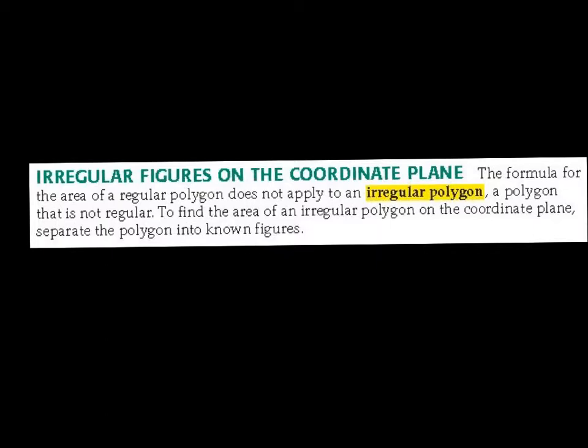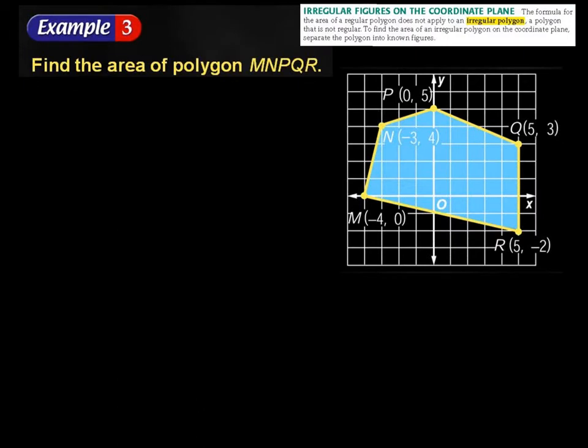You may be shocked to learn that the formula for the area of a regular polygon does not apply to an irregular polygon. That's a polygon that is not regular. To find the area of an irregular polygon on the coordinate plane, separate the polygon into known figures. I feel like that's what you're already doing. Okay, I'm not going to lie to you. The hardest part about finding the area of this is deciding where to draw your auxiliary lines to break it into figures that we know how to find the area of. Sometimes they just jump out at you, and sometimes you stare at them for a while.